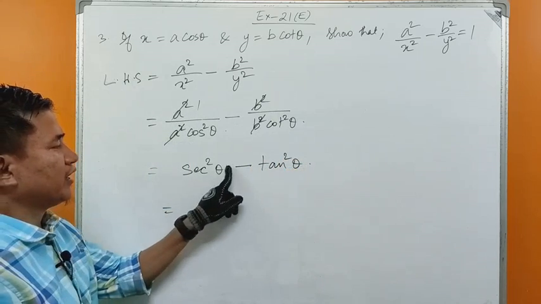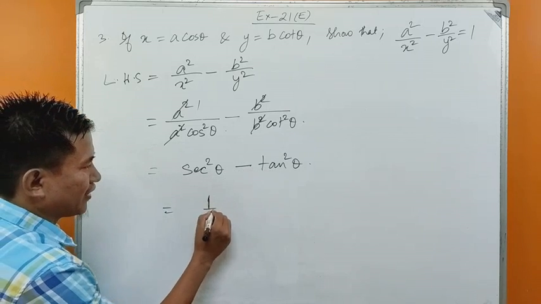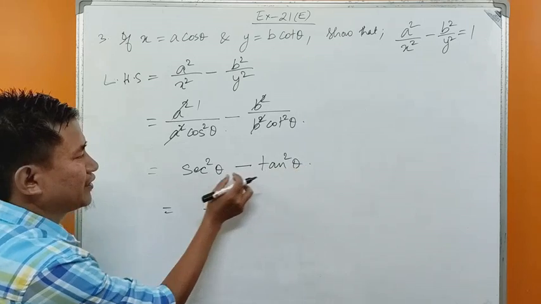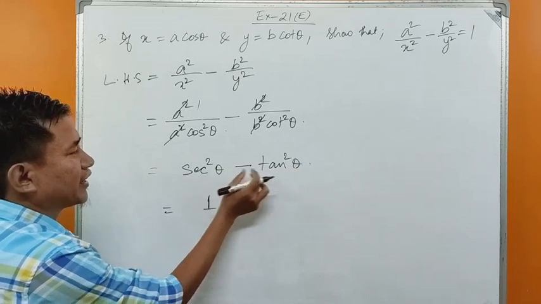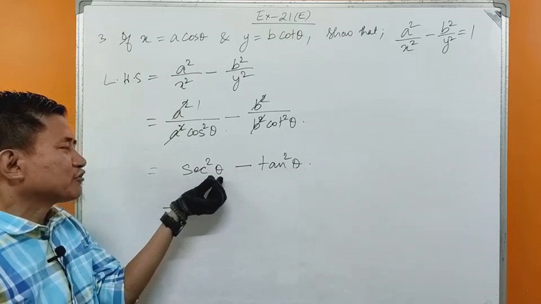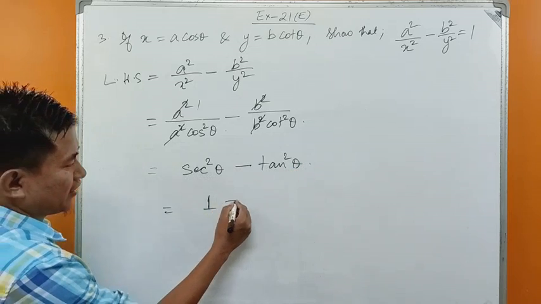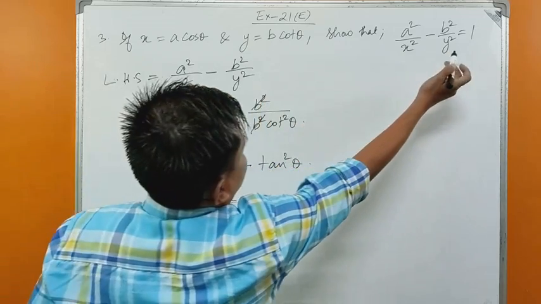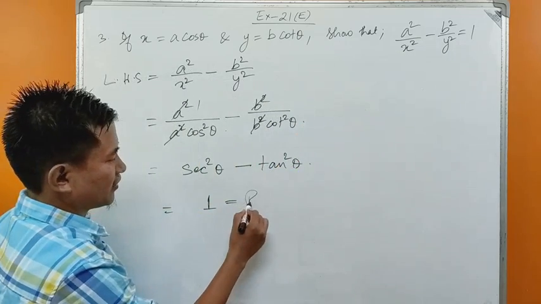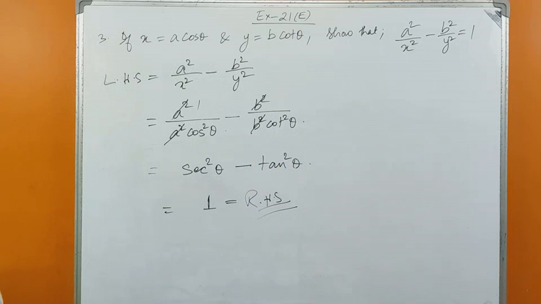And we know the formula, sec square theta minus tan square theta is always equal to 1 if the angles are same. Okay, angles are same, theta and theta. If the angles are same, then sec square theta minus tan square theta equals 1. This equals RHS, isn't it? Hence proved. So this is the answer for question number 3.